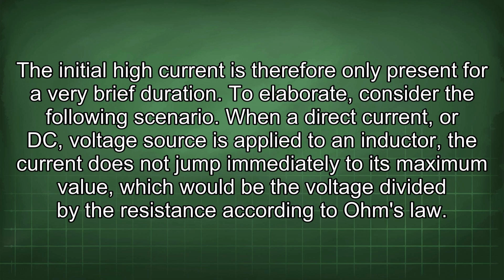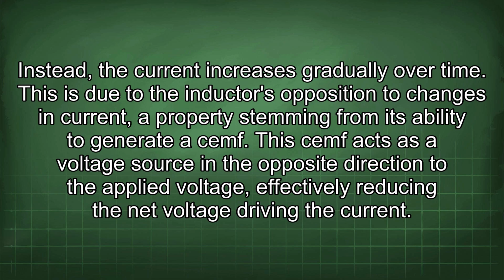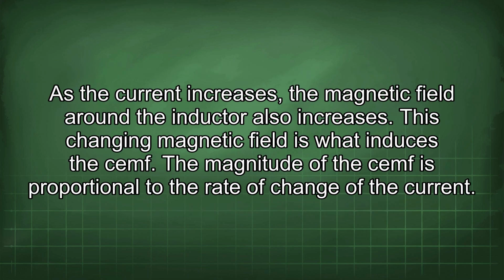When a direct current, or DC, voltage source is applied to an inductor, the current does not jump immediately to its maximum value, which would be the voltage divided by the resistance according to Ohm's law. Instead, the current increases gradually over time. This is due to the inductor's opposition to changes in current, a property stemming from its ability to generate a cemf. This cemf acts as a voltage source in the opposite direction to the applied voltage, effectively reducing the net voltage driving the current. As the current increases, the magnetic field around the inductor also increases. This changing magnetic field is what induces the cemf.